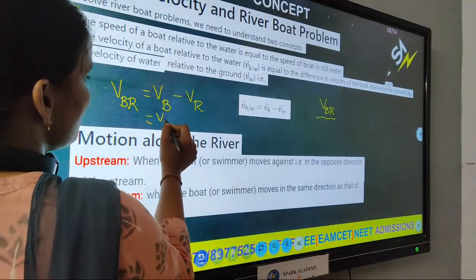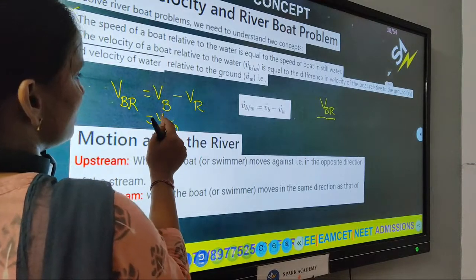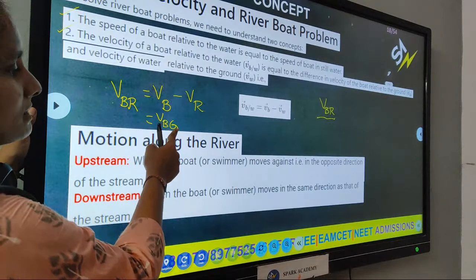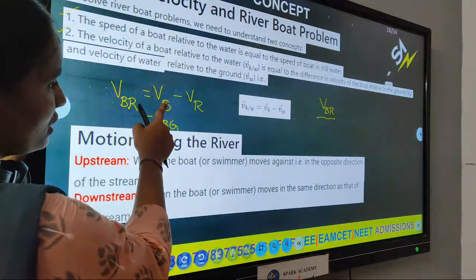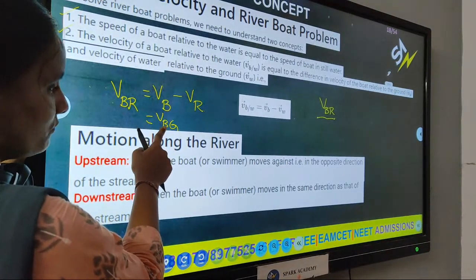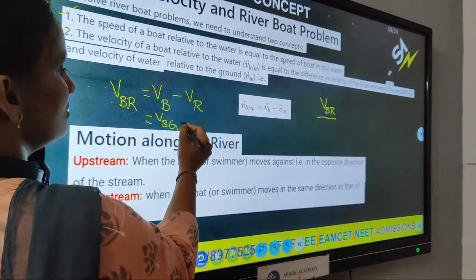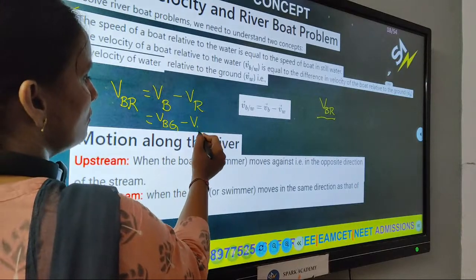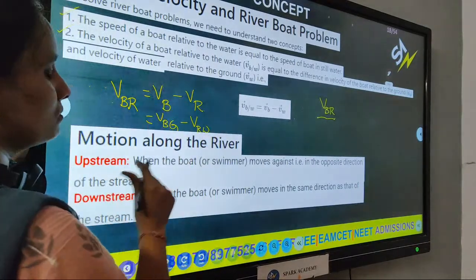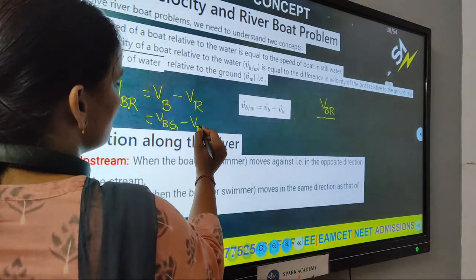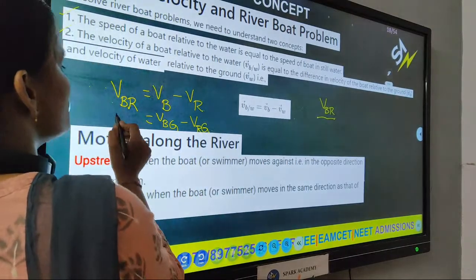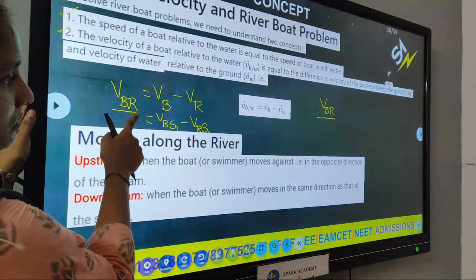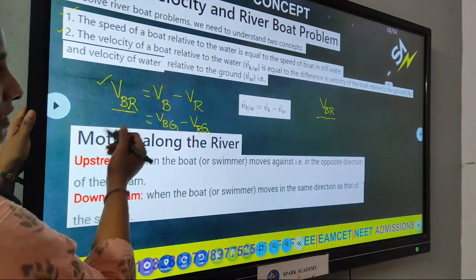Vb is with respect to ground. If we are not given any reference, that value is with respect to ground. So the velocity of the boat is nothing but the velocity of the boat with respect to ground. Similarly, the velocity of water or river flow is with respect to the ground. So that is the velocity of the boat with respect to river flow, or relative velocity.